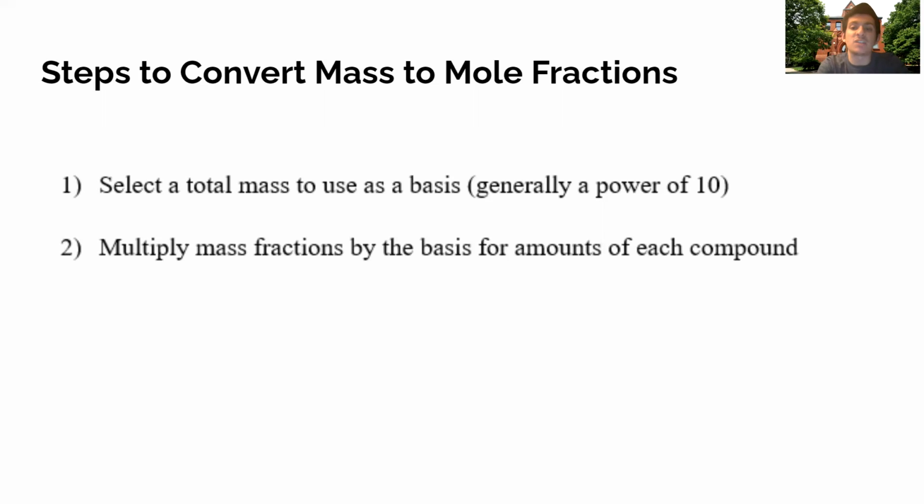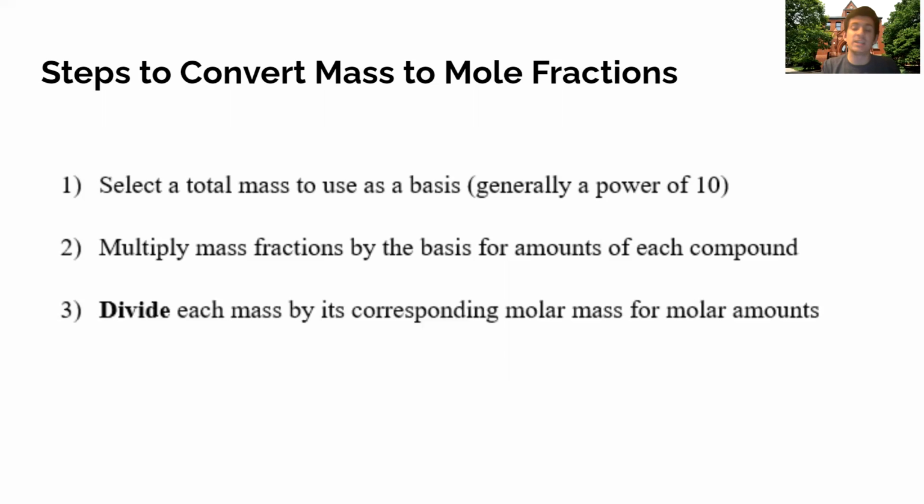which is to multiply the mass fractions by the basis to get the amounts of mass that you have for each compound. So you take your mass fraction and multiply by that basis. That's going to tell you how much mass you have for your water, your carbon dioxide, your nitrogen, your oxygen. Next step, divide the mass of each compound by its corresponding molar mass. By doing that, as we talked about earlier, converting from mass to moles, you get molar amounts.